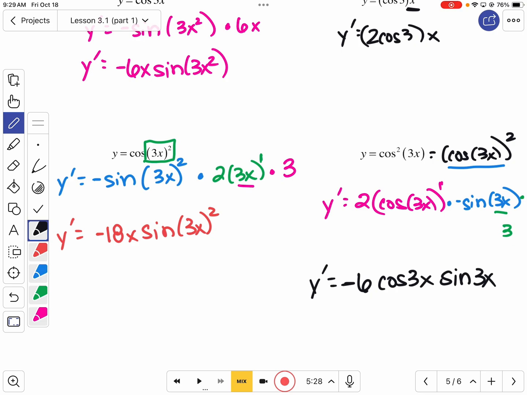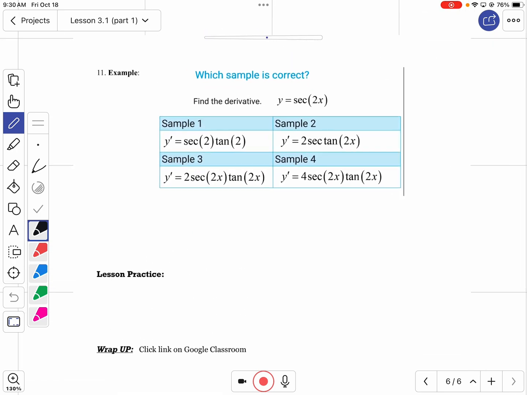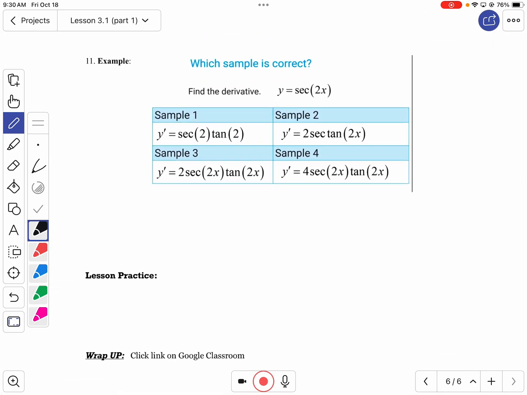Let's do one multiple choice before we quit for today. These are the basics. We're going to practice the basics today. Monday, we're going to look at the AP style questions: how are they going to ask you about the chain rule? All right, here we go. One multiple choice. Which one is the correct answer? This is the derivative they want you to do, secant of 2x.